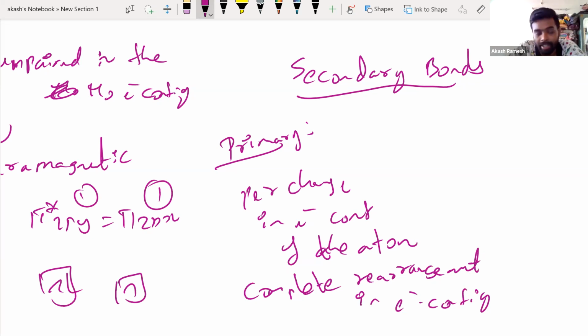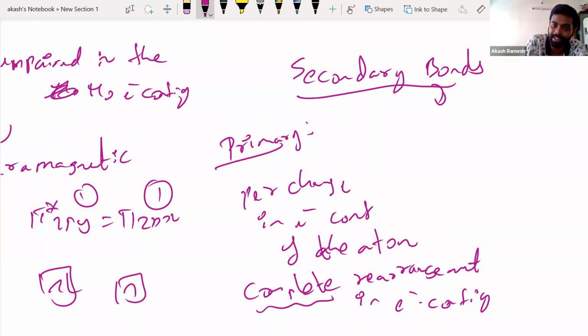So what did Dalton say? Dalton said that atoms undergo some kind of rearrangement during a chemical reaction or a bond formation. Where is the rearrangement happening? Obviously, it is happening in the electronic configuration of an atom. Now, if this change in electronic configuration is permanent, that is going to be your primary bond. Complete rearrangement is the correct word; we cannot say permanent rearrangement.